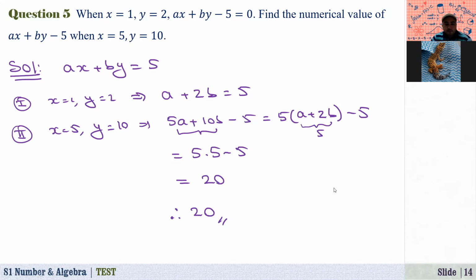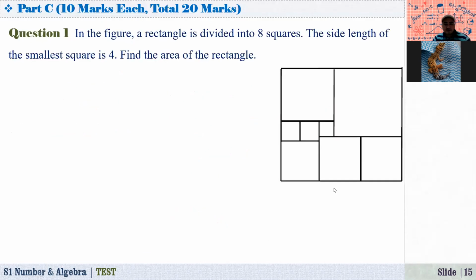Okay. We have 6 minutes left. All right. Let's try to solve 2 more questions as much as we can.